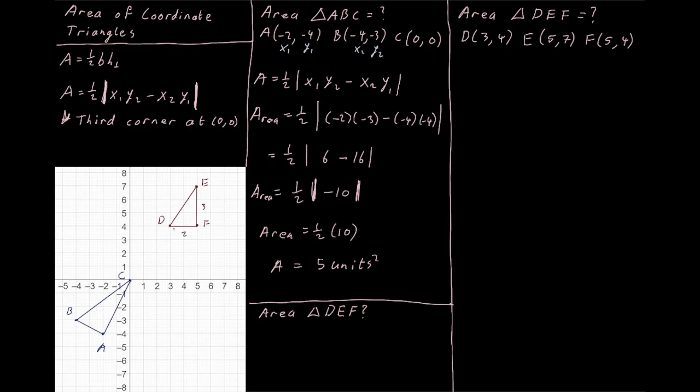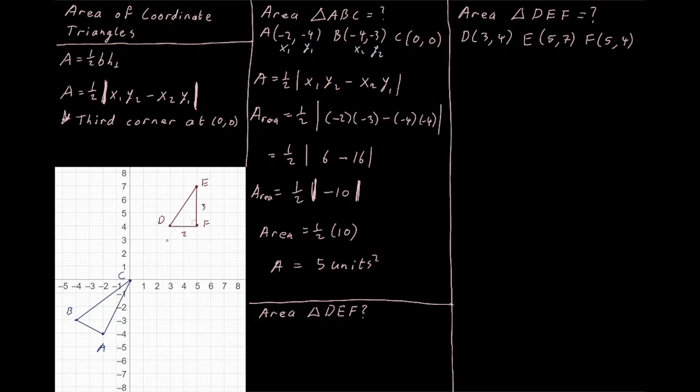So that means that I have a horizontal line between D and F, and E and F is a vertical line. Well, that means that there's a right angle in the bottom corner of my triangle. So I have a right angle triangle. Well, finding the area of a right angle triangle is very easy. I don't need to do anything complicated. All I have to do is find the length of my base, which is 2 units.